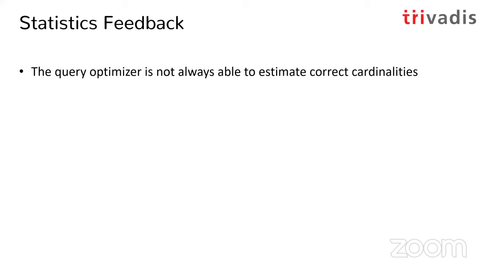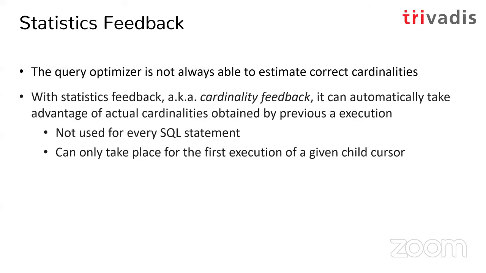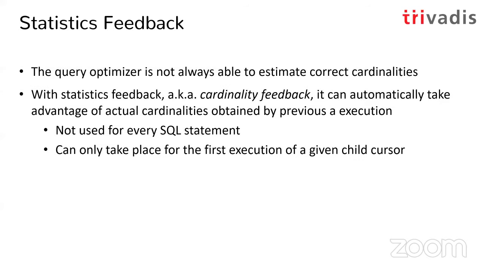Basically, the idea is that with all the query optimizer statistics which are stored in the data dictionary, Oracle is not always able to generate an efficient execution plan. And that's because it's not able to estimate correct cardinalities. Of course, it can also use stuff like dynamic sampling in some situations, but not all cases are covered. Okay, so with statistics feedback, Oracle introduced a feature where cardinalities can be estimated based on previous execution.